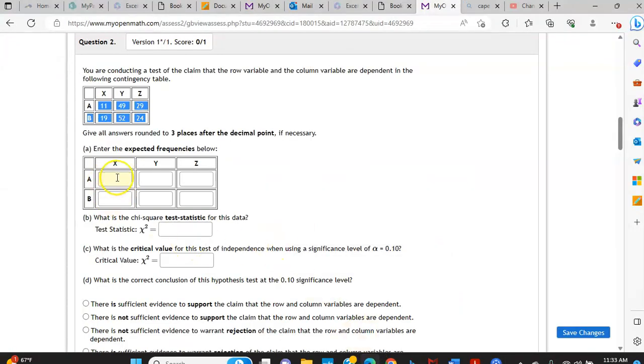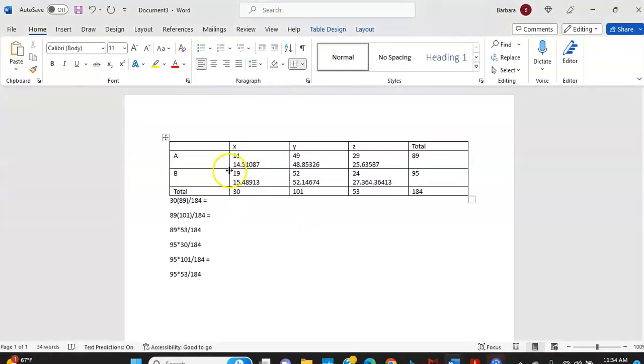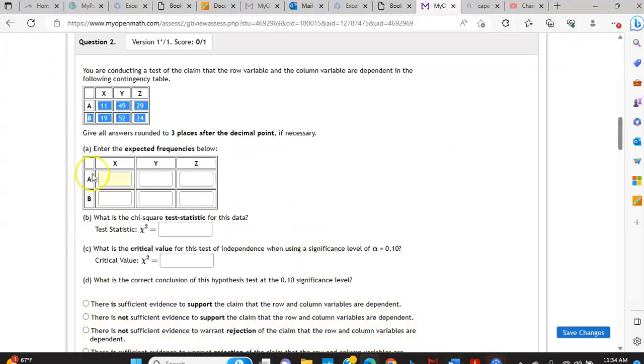So 14.51087 we would put right there, but we're going to round it to 3 decimal places. So 14.5, what was it again? 14.511 would be what I put into that expected value table. And we'll do it for each of those that we just got. Okay, so that's how we fill out the expected frequency table.